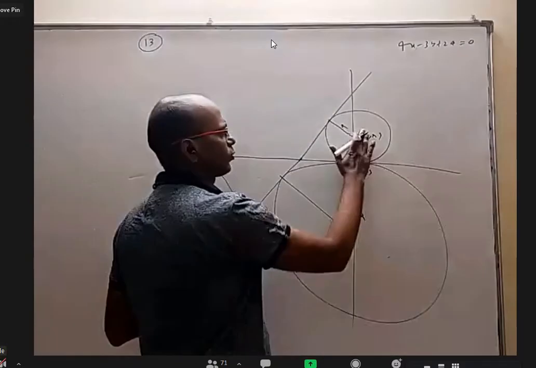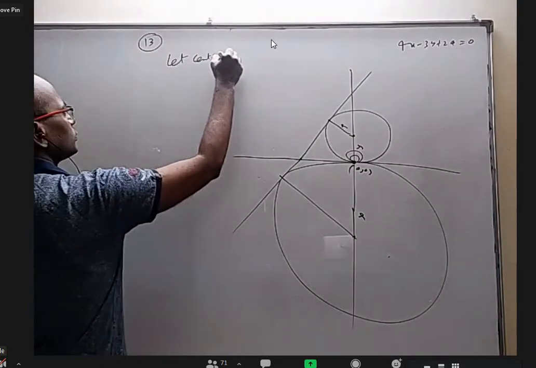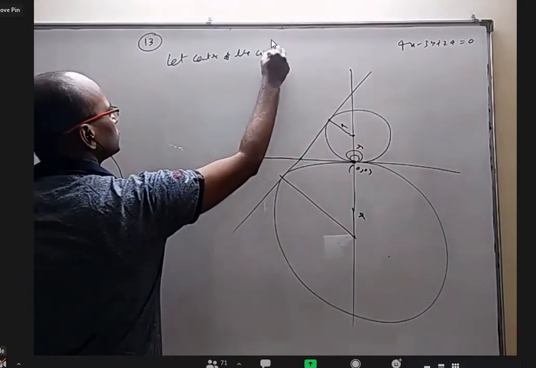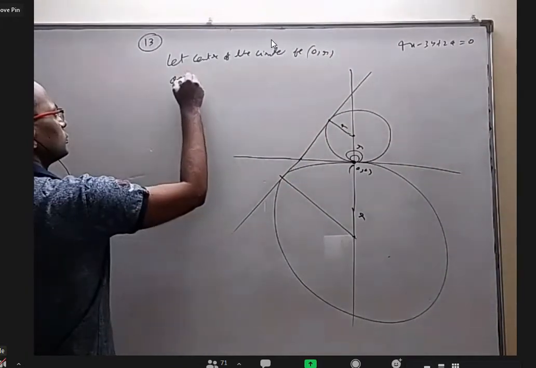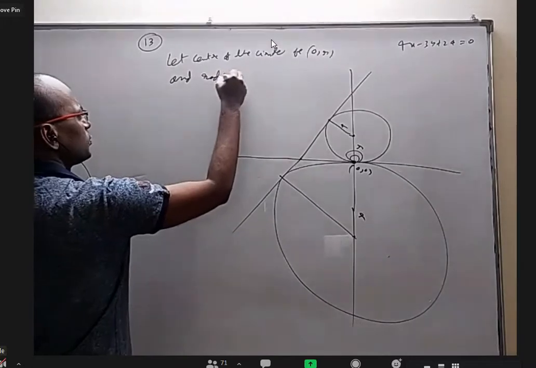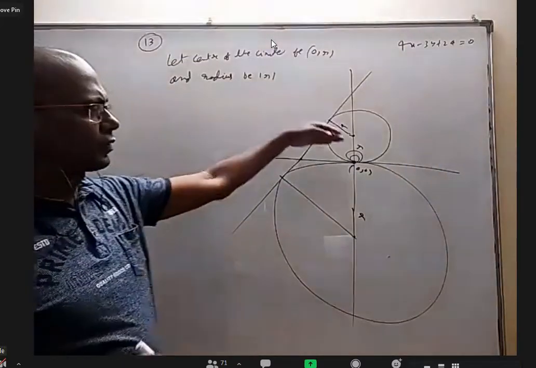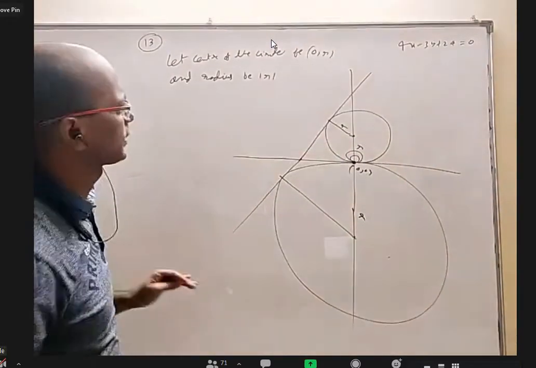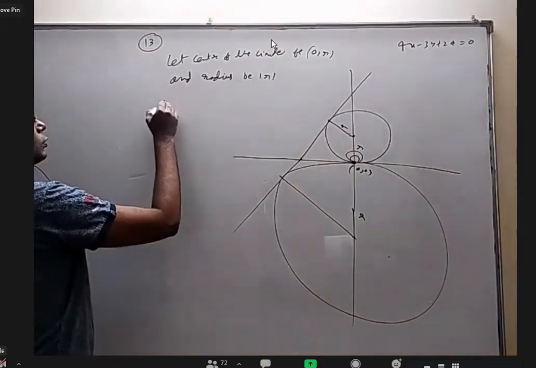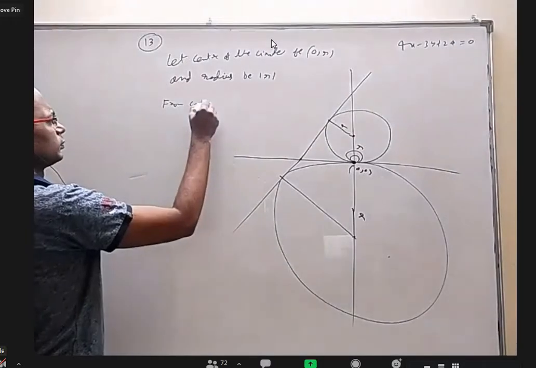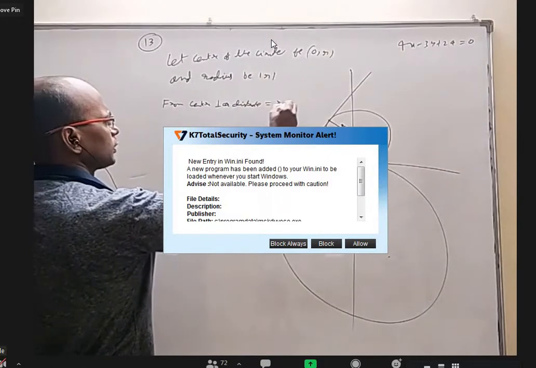So instead of that, what I want to do is, let the center of the circle be 0, r and the radius be mod r. If r is positive, I will be covering the above x-axis; if r is negative, covering below x-axis. How to find the r value? From the center, perpendicular distance is equal to radius.